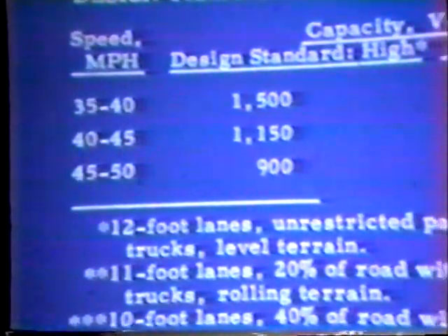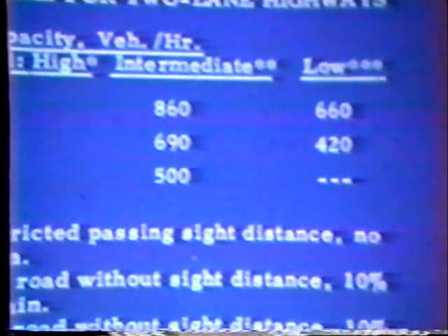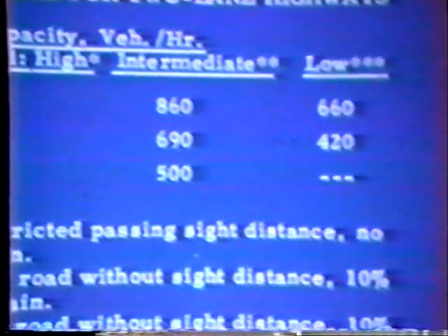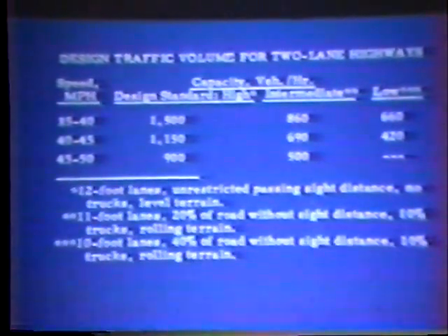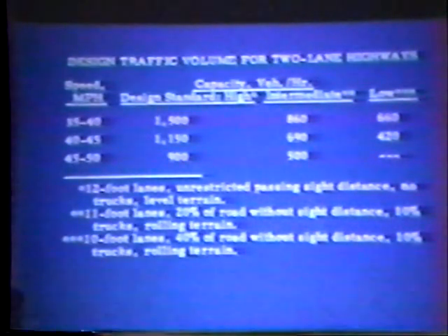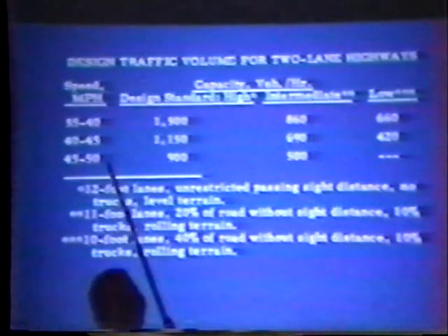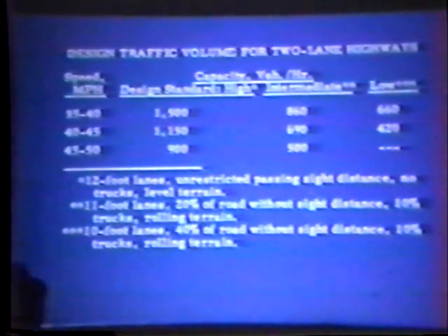With a low design standard, like that perhaps paved town road that I was showing you a second ago, the capacity drops off to 660. If you want to increase speed, then the number of vehicles per hour diminishes because the headway, or the distance between vehicles, increases. And by the time you get to a low volume road, it becomes somewhat difficult to talk in terms of the capacity of a low volume road at high speed.